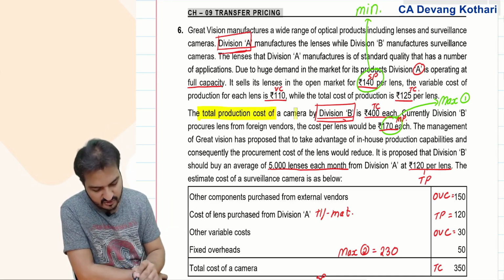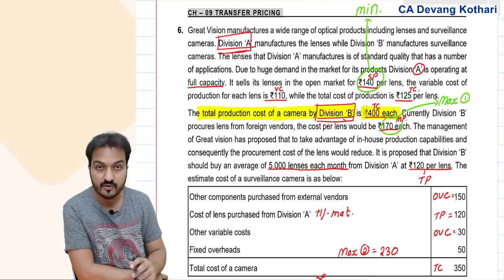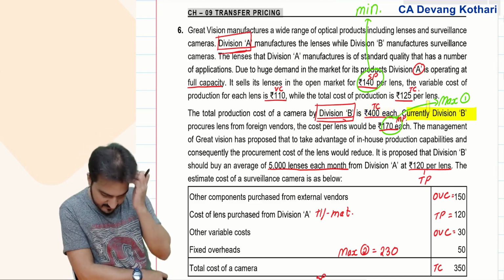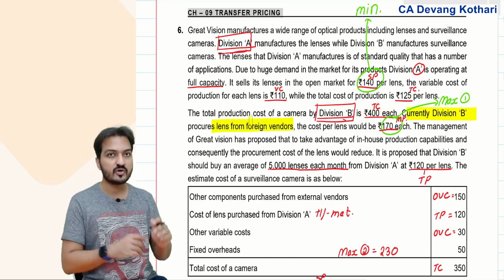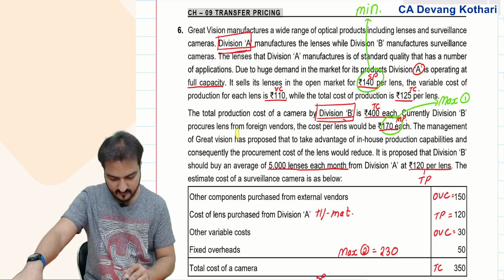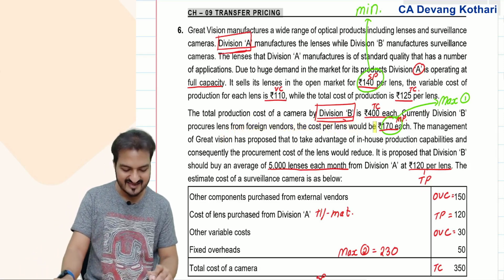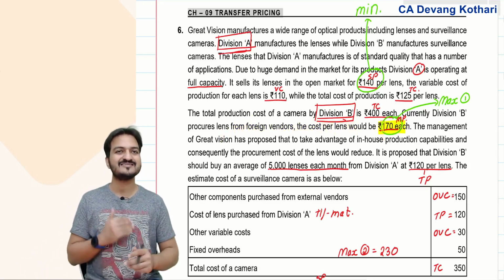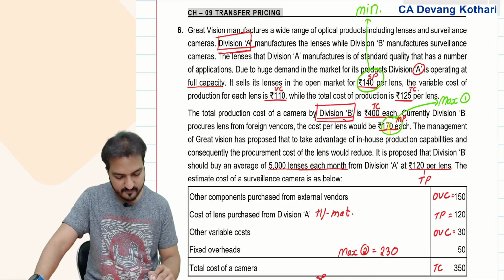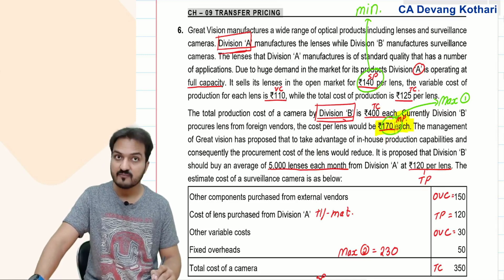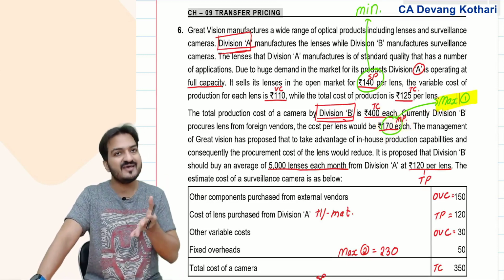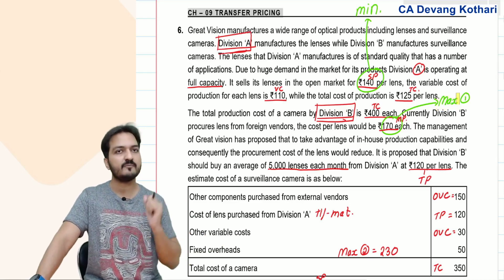The total production cost of camera by Division B is 400. So Division B's total cost is 400, in which currently Division B procures the lens from foreign vendors. So currently, are they doing transfer? No. Currently they are getting it from outside, from foreign vendors, and the cost per lens is 170. So I can say that 170 is like the market price. It is the maximum price that Division B will be ready to pay, because market price is 170.